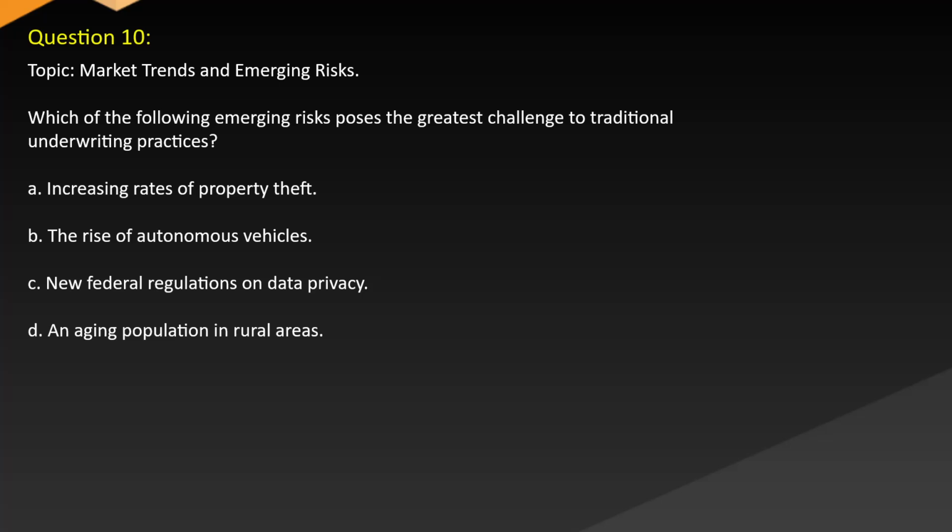Question 10. Topic: Market trends and emerging risks. Which of the following emerging risks poses the greatest challenge to traditional underwriting practices? A. Increasing rate of property theft. B. The rise of autonomous vehicles. C. New federal regulations on data privacy. D. An aging population in rural areas.